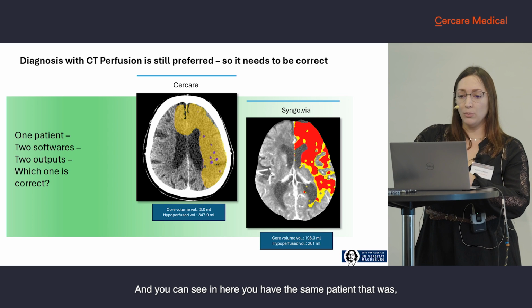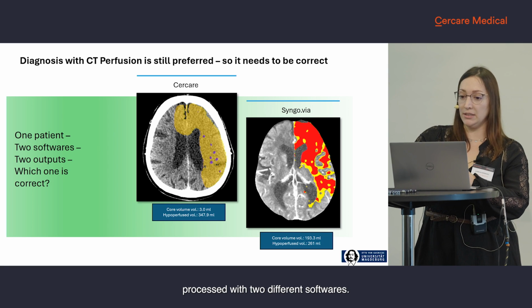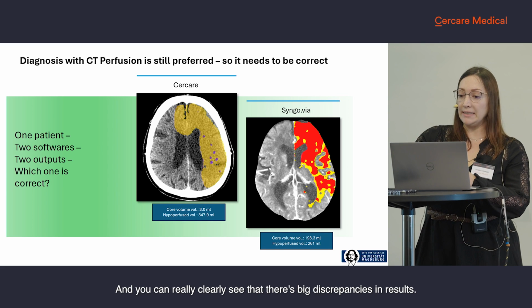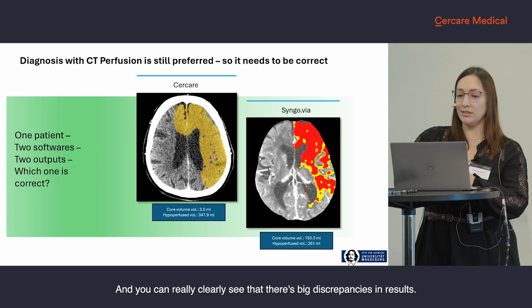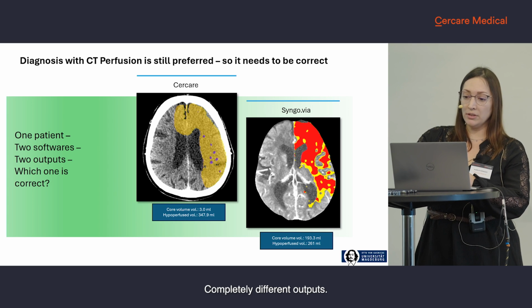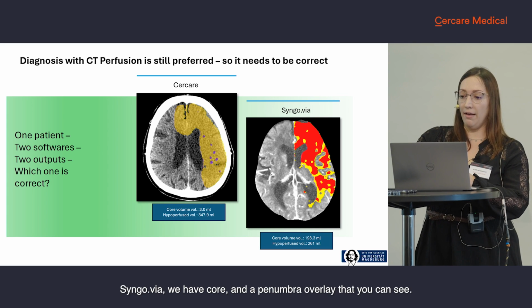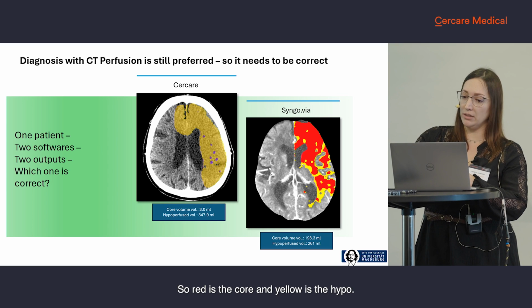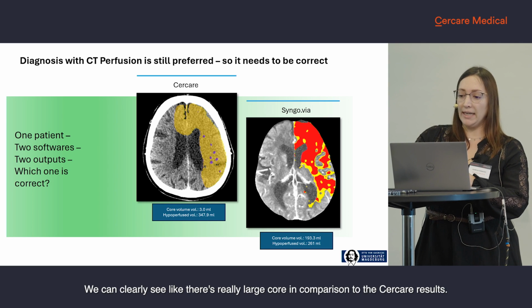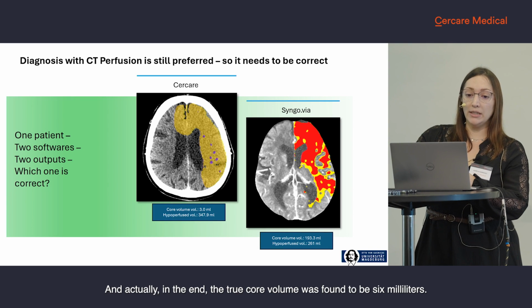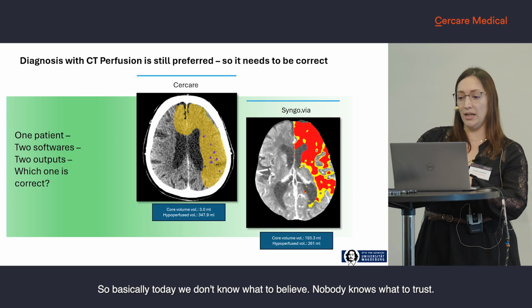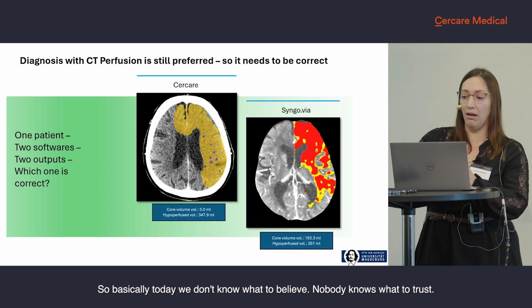the same patient that was processed with two different softwares, CERCARE on the left and Siemens Healthineers' Syngo.via on the right, and you can really clearly see that there are big discrepancies in results. Completely different output. With Syngo, we have a core and a penumbra overlay that you can see. Red is the core and yellow is the hypoperfused area. We can clearly see there's a really large core in comparison to the CERCARE results. And actually, in the end, the true core volume was found to be 6 milliliters. So basically, today, we don't know what to believe. Nobody knows what to trust.